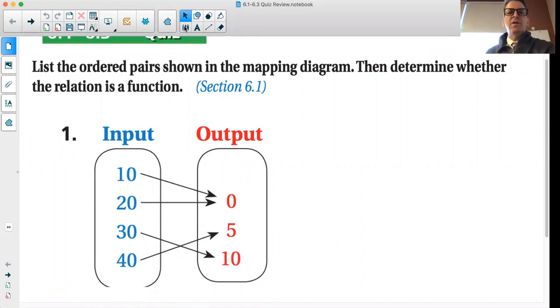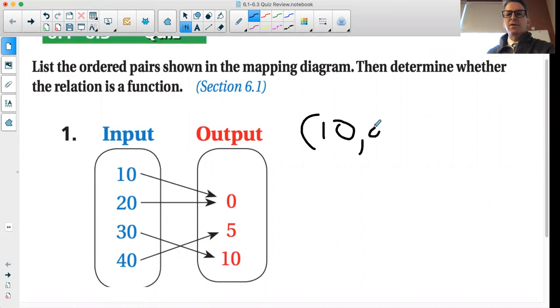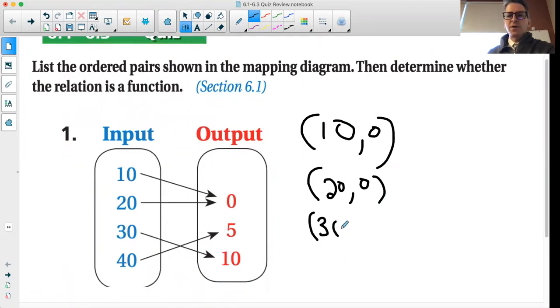Okay, so what you're going to do here is the ordered pairs, when you're looking at a mapping diagram like that, this would be 10, 0. That'd be one of them. 10, comma, 0. 20, comma, 0. 30, comma, 10, and 40, comma, 5. So those are ordered pairs that are being represented by the use of this mapping diagram.